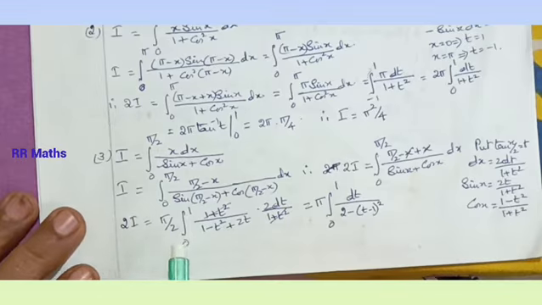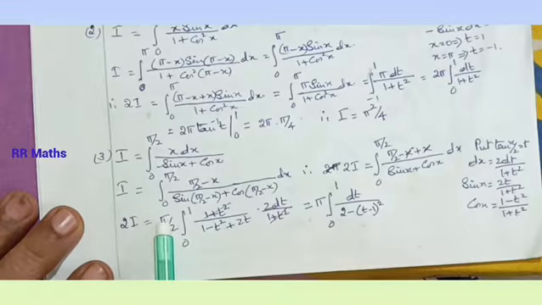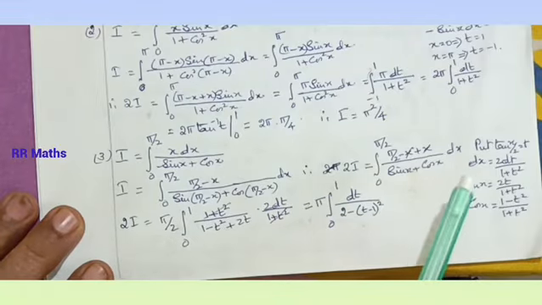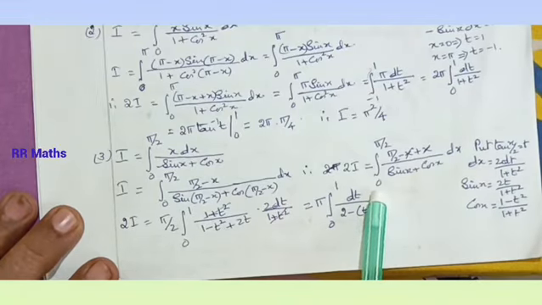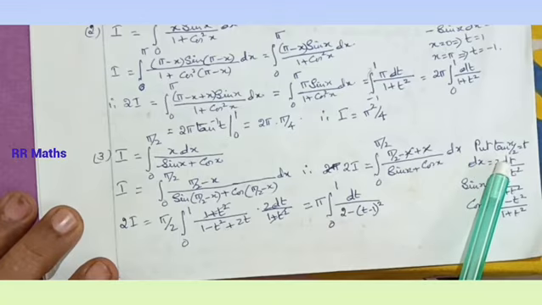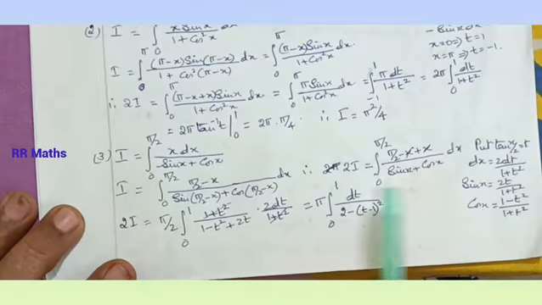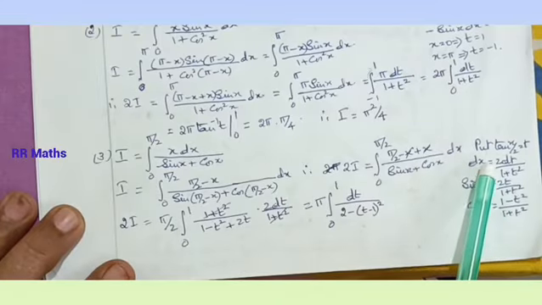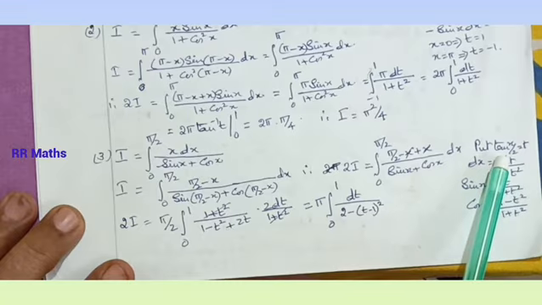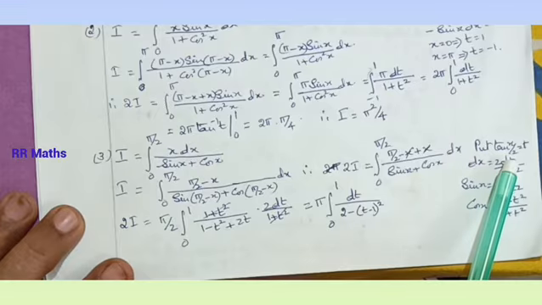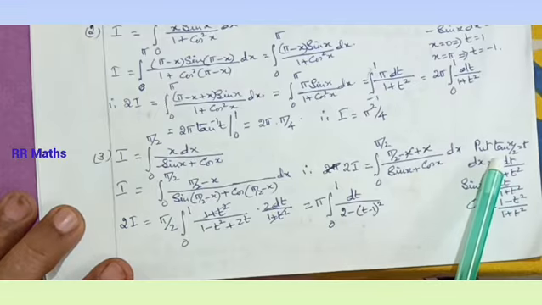So now replacing here, 2I is equal to pi by 2 integral. And as usual, substituting my limits. When you put x is 0, tan 0 will be 0, so the lower limit remains 0. And when you put x as pi by 2, tan x by 2 will become tan pi by 4, tan 45, that means the value is 1.